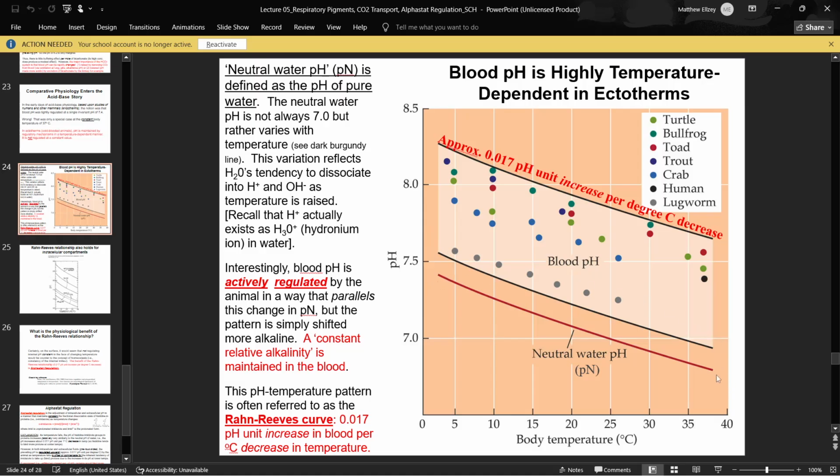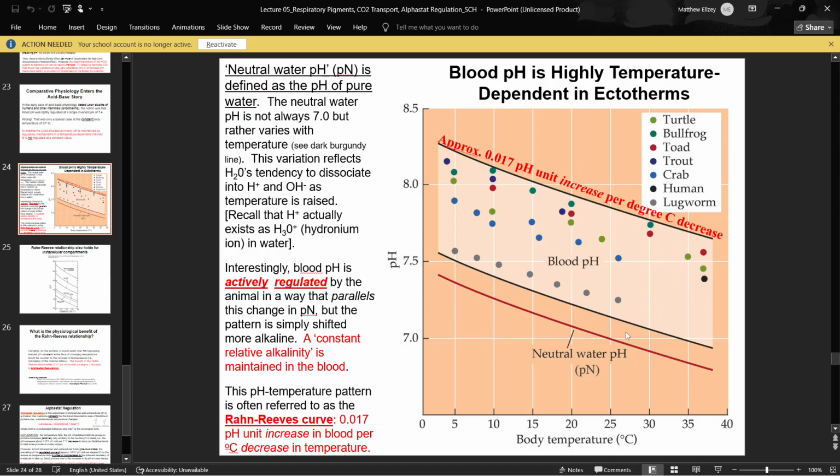So as this temperature, let's start over here because that's how I said it here. 0.017 pH unit increase in blood per Celsius decrease. So if we're looking from the right to the left, the Celsius decreasing from 40 to 0, we see that this blood pH curve is increasing. So as we're getting lower in temperature, the blood pH is shifting upwards. And these dots are just representing the different species, but there is this general curve upwards.